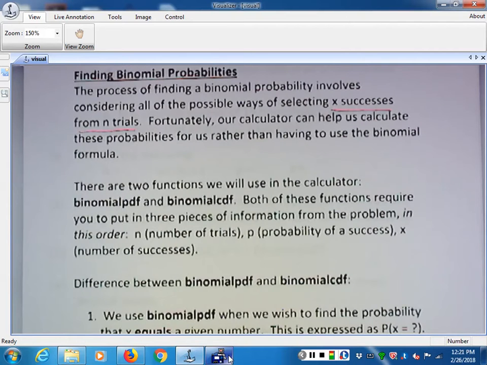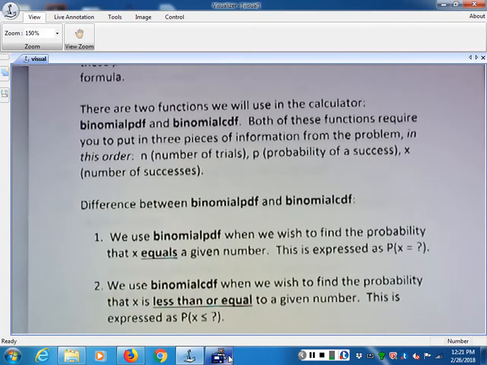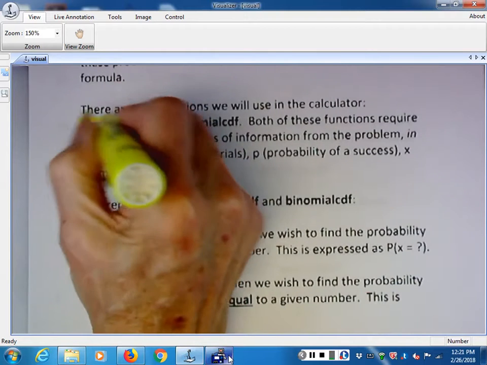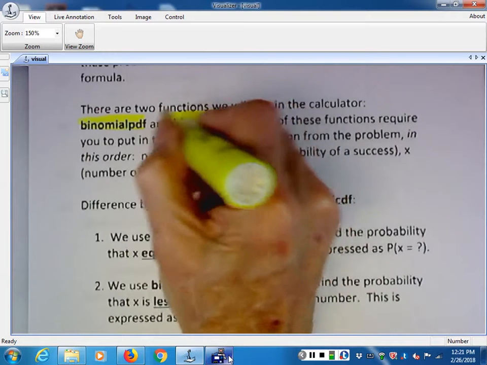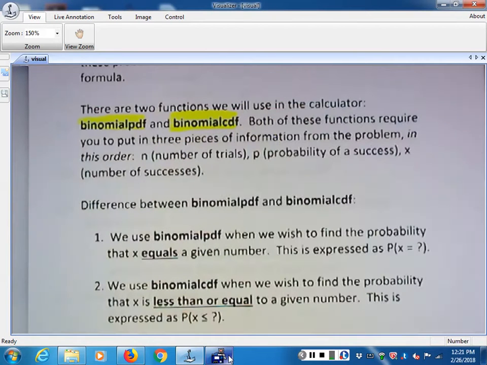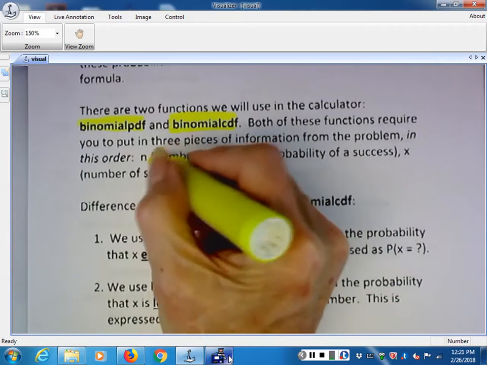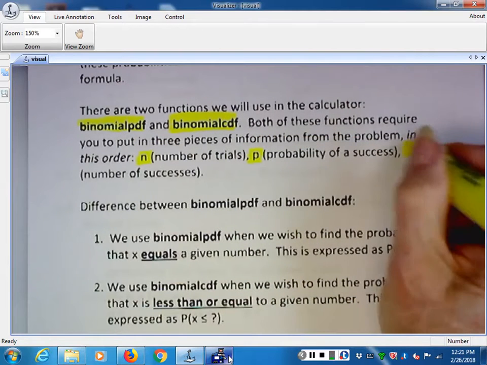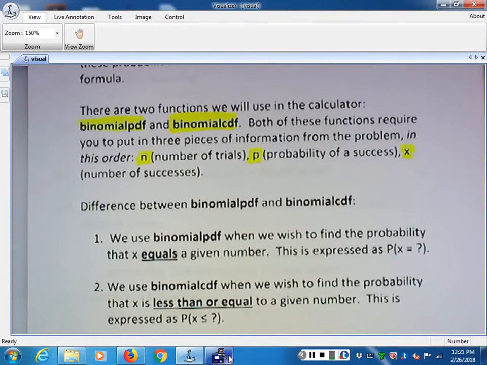We're going to use 2 functions on the calculator. The 2 functions we're going to use are binomial PDF and binomial CDF. Both of those are going to require you to put in 3 pieces of information, and it has to always be in this order: the number of trials, the probability of success, and the number of successes. You always have to be able to identify that.